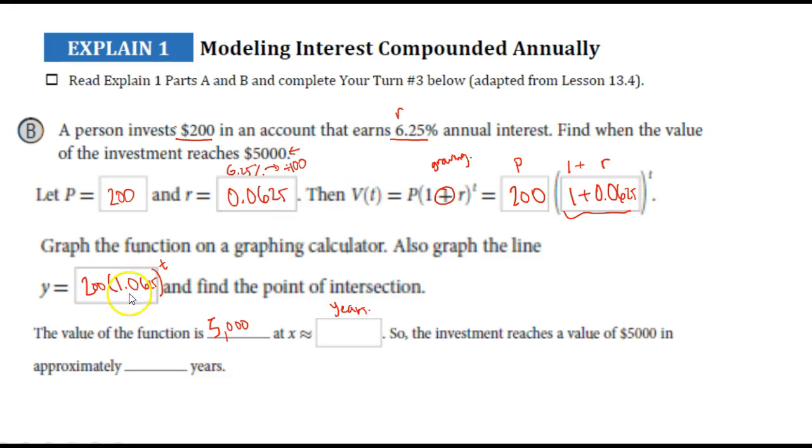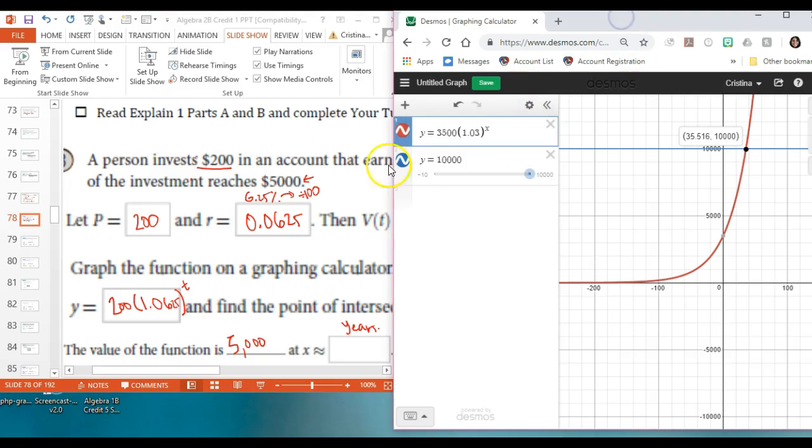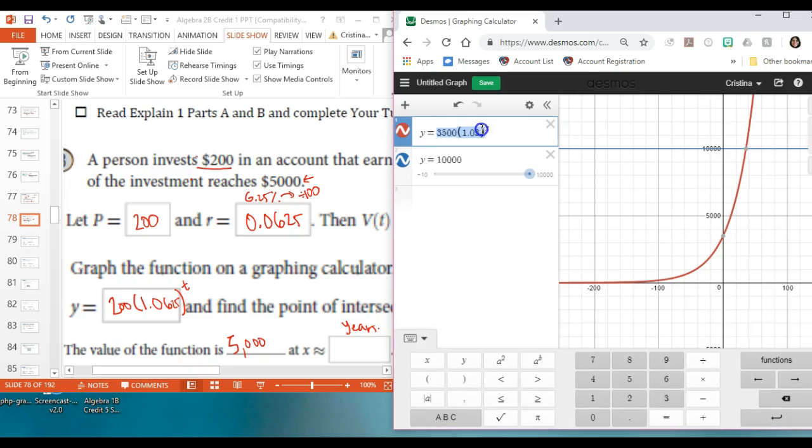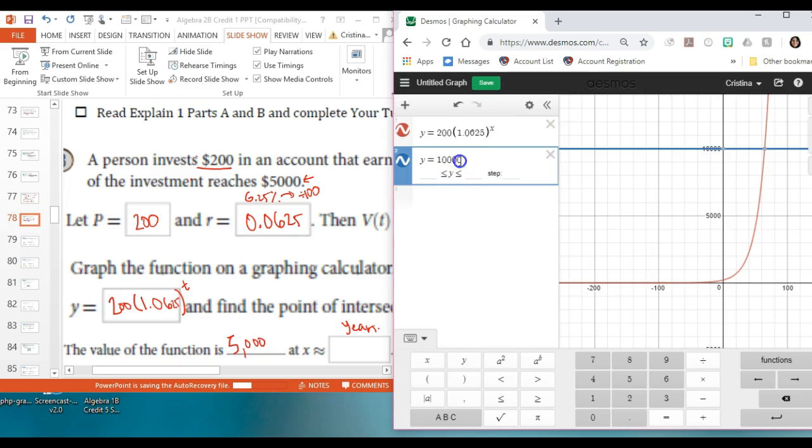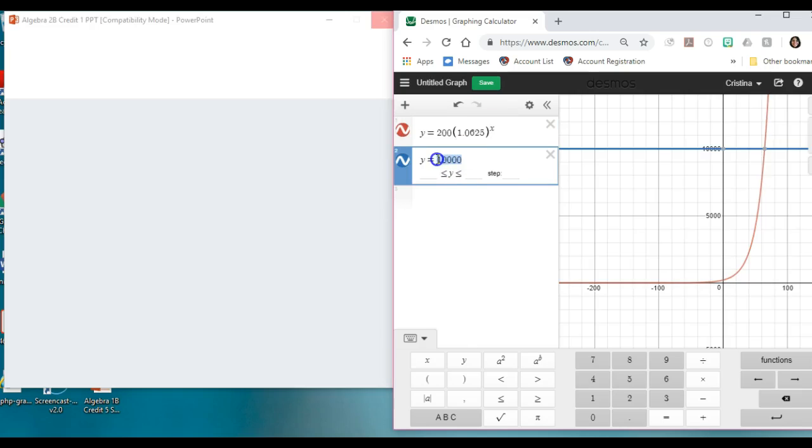So again, let's take some time to use Desmos. Try that out. So I opened up Desmos. This is from my last problem that I did. So I'll go ahead and type in now $200 times 1.0625, close the parentheses, to the x power. Remember, we can get to the x power by pressing this key and then x. And in this case, we want this to be actually $5,000.